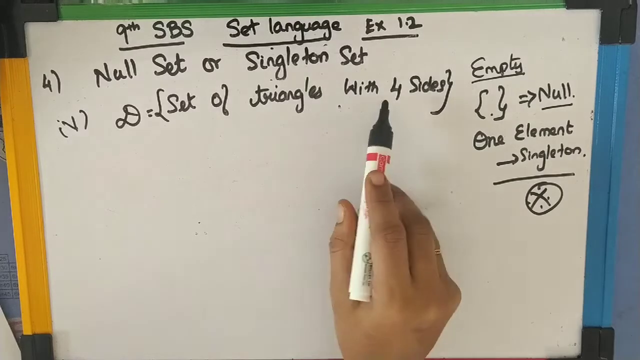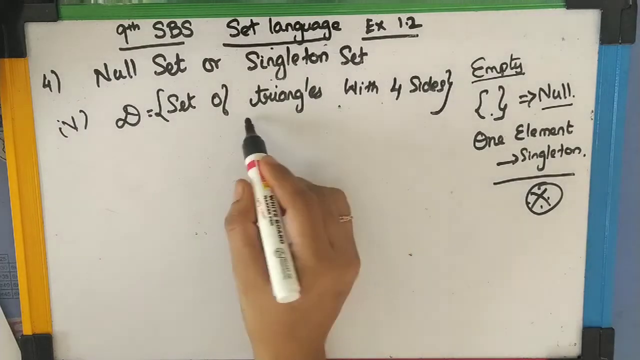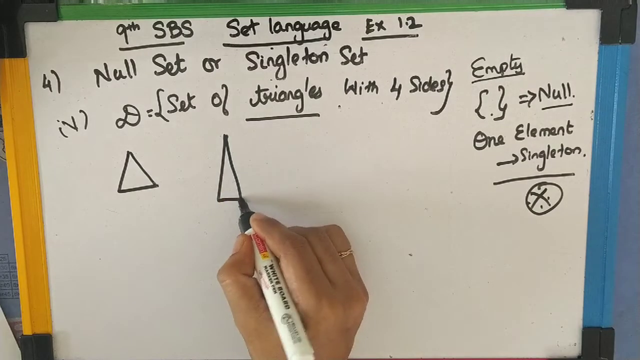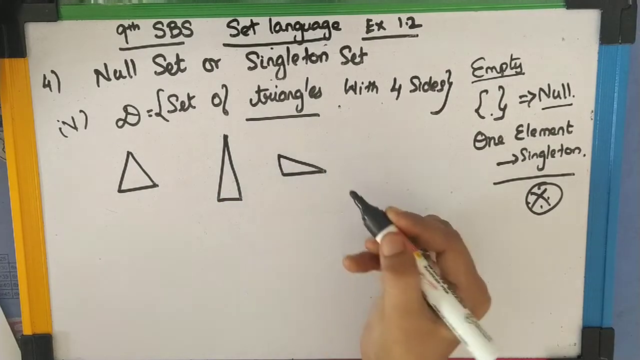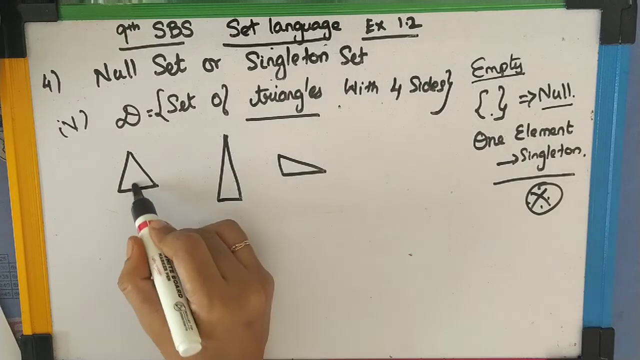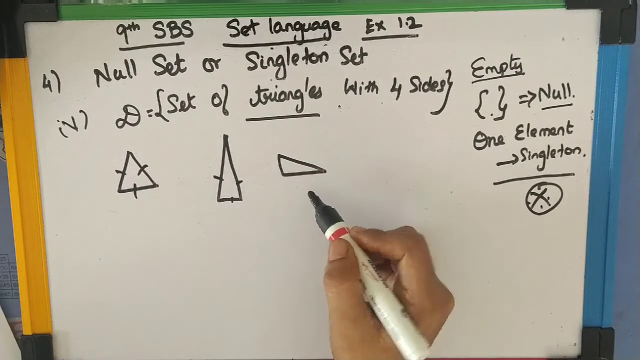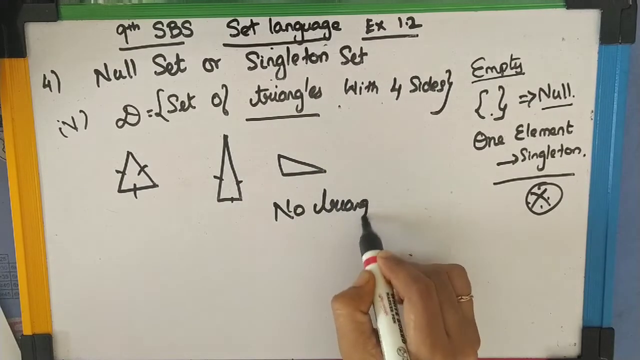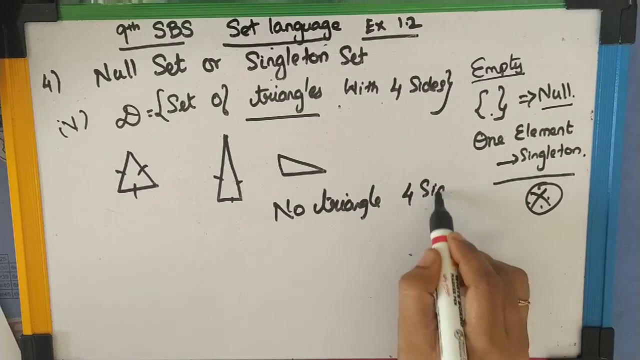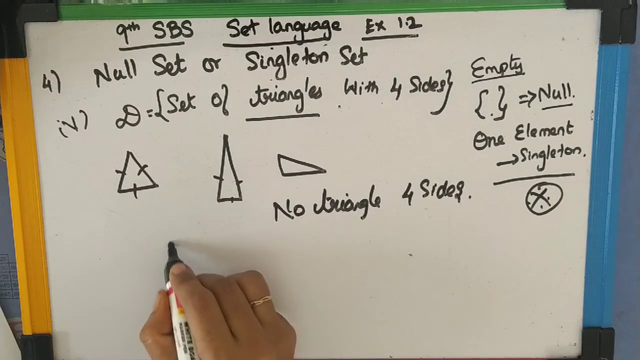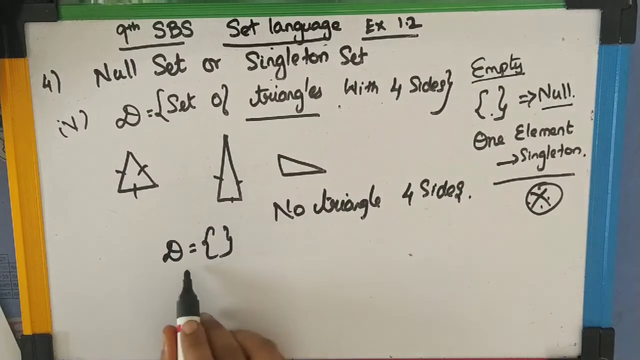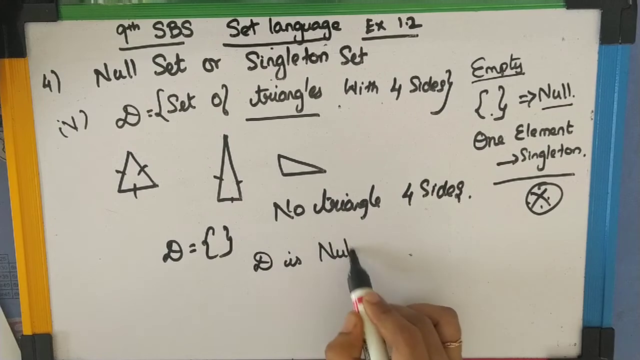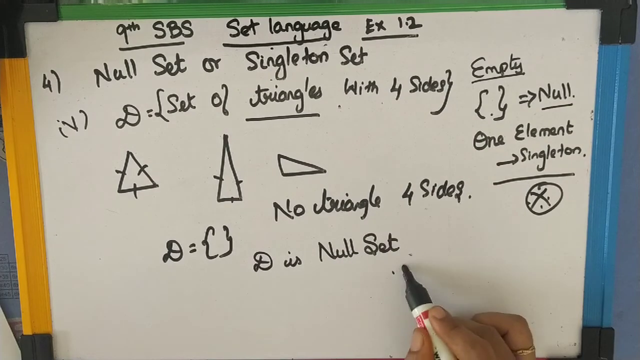Okay? Now, let's go to the final question of this video. That is, D is equal to the set of triangles with 4 sides. Wow. Let me draw triangles. Let me draw as many triangles as possible. Okay. But whatever triangle I draw, I can do that only with 3 sides. I think there is no triangle in this world with 4 sides, right? Is that true? Yes. There is no triangle with 4 sides. So D is absolutely an empty set. As you all guess, D is an empty set. So D is a null set too. Okay?